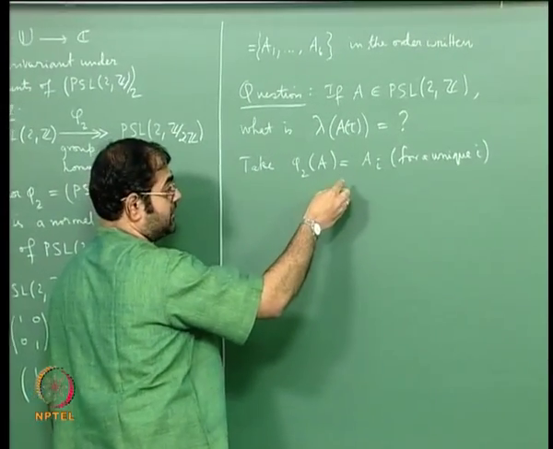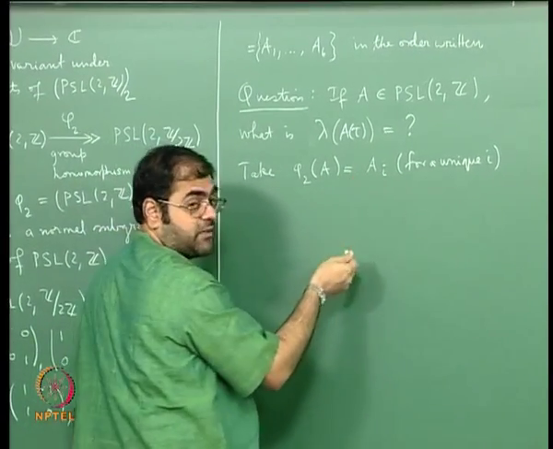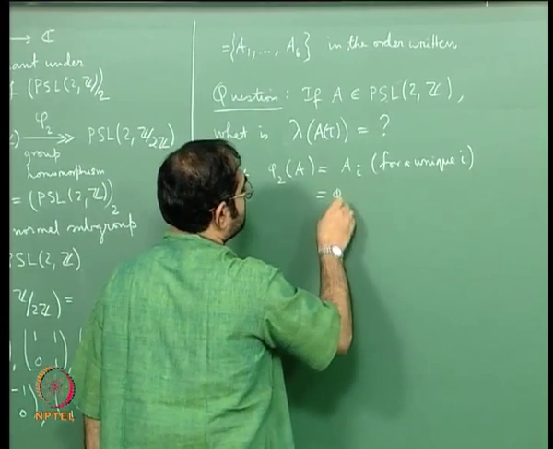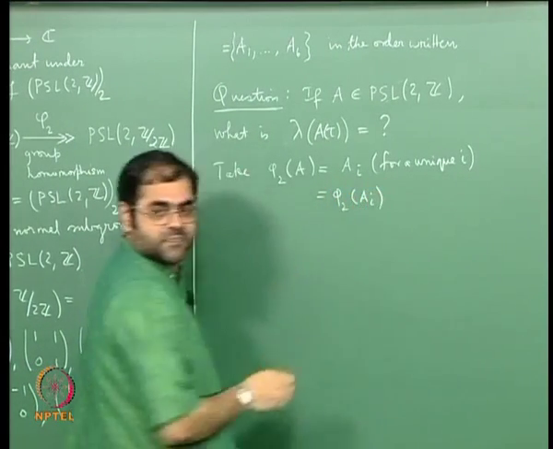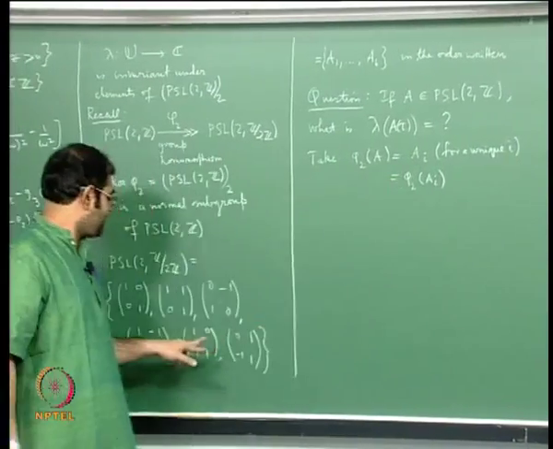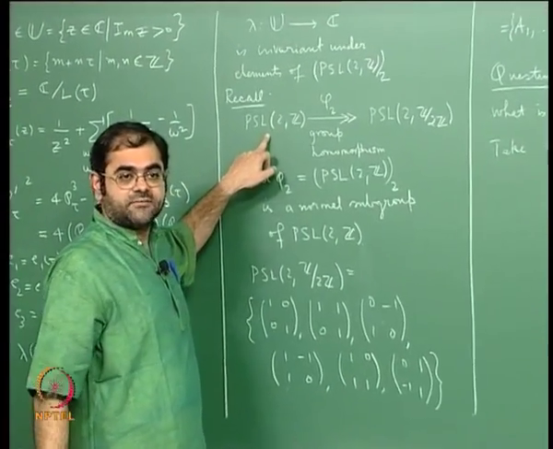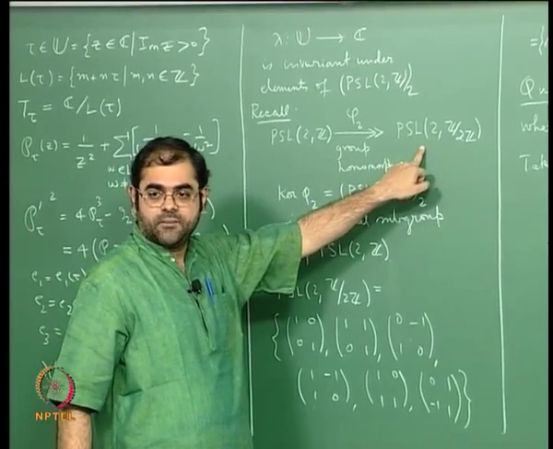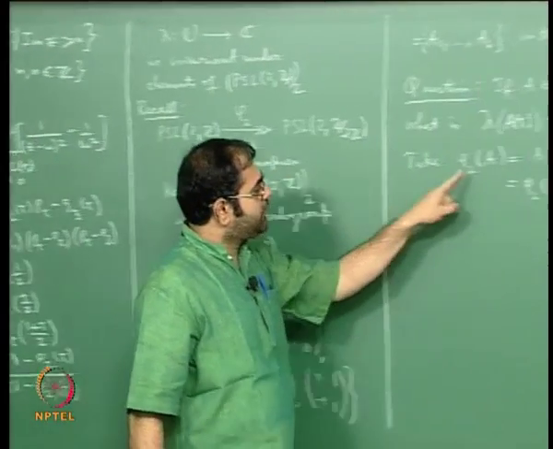Then what does this mean? In fact, I can also write it as phi2 of AI. Here there is a slight abuse of notation: I am just taking the same AI as a representative here which goes to that. So what does this mean?